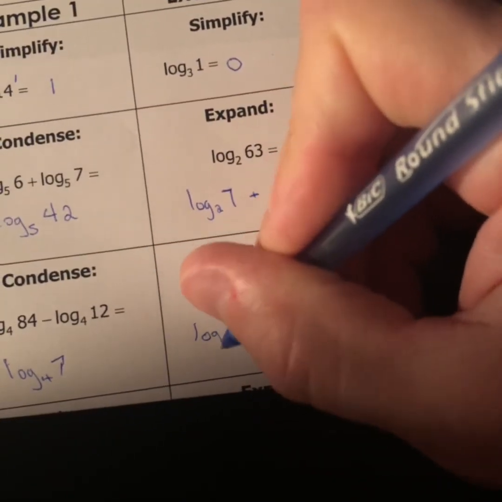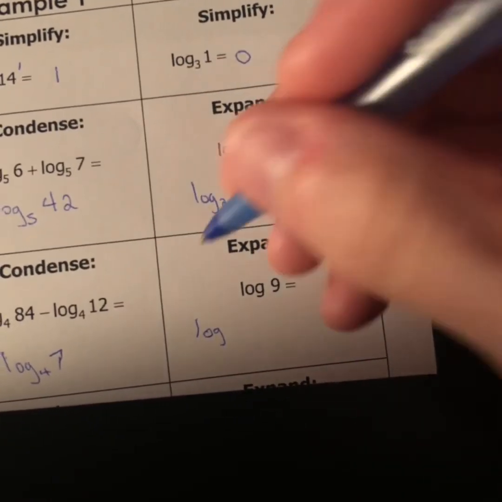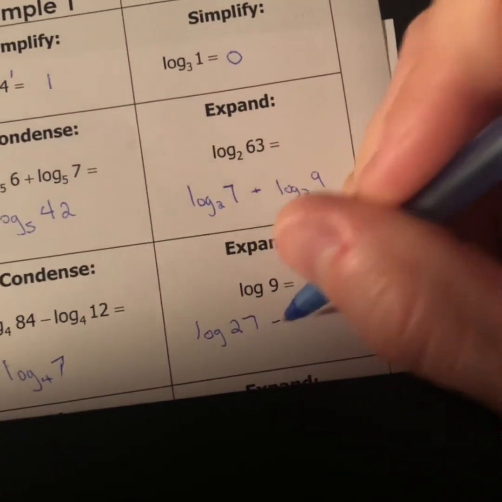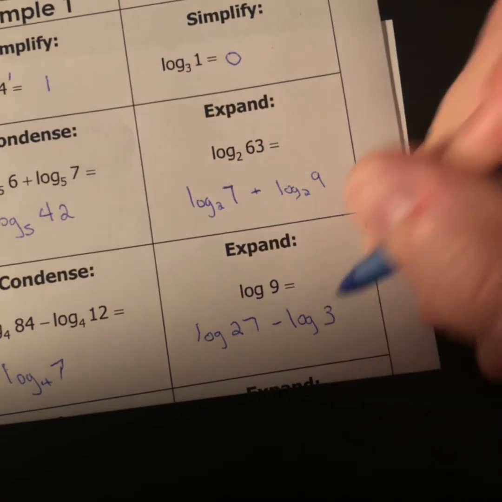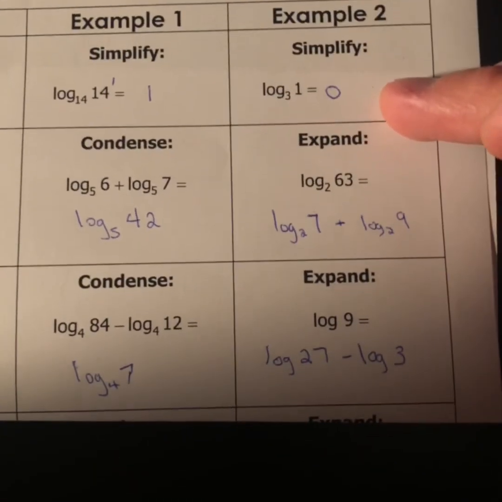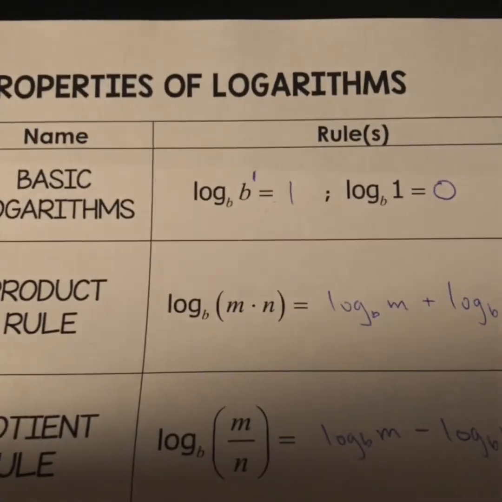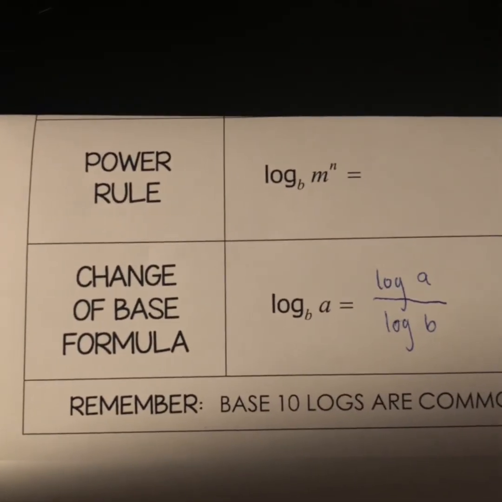Let's keep the common log here, so that's base 10. Let's go log of 27 minus log of 3. 27 divided by 3, that'll get you 9. So that's a way to expand it. The quiz tomorrow, guys, Friday's quiz will only be on these properties as well as the change of base formula.